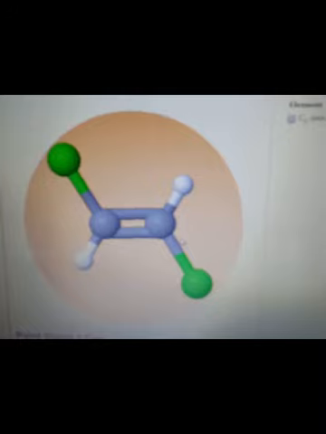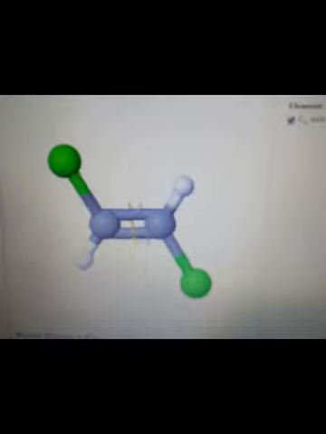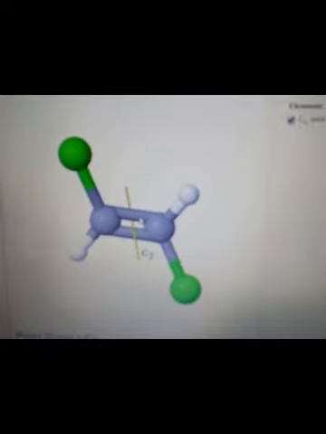Now let us look at the different symmetry elements present in this particular molecule, that is the 1,2 dichloroethylene molecule. As said earlier, it belongs to the C2H point group. That means it should have a C2 rotational axis of symmetry, and that C2 rotational axis in this molecule is in the center of the double bond. You can see in the center of the double bond, this is where the C2 rotational axis of symmetry is present.